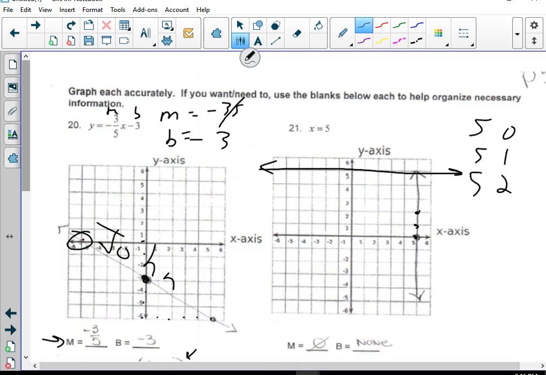You don't have to memorize it. You just have to use your brain and a little common sense. If x is 5, x is always 5. Make up some points. If y is 3, y is always 3. So that will be 0, 3, 1, 3, 2, 3.